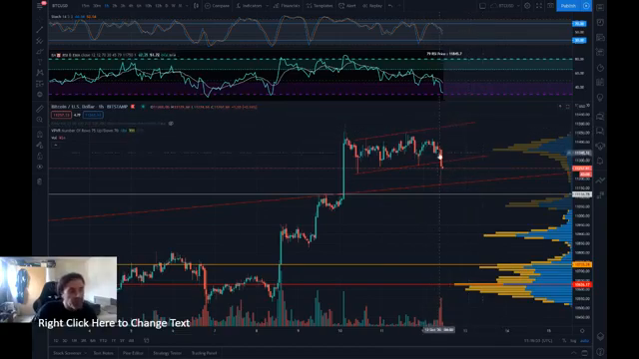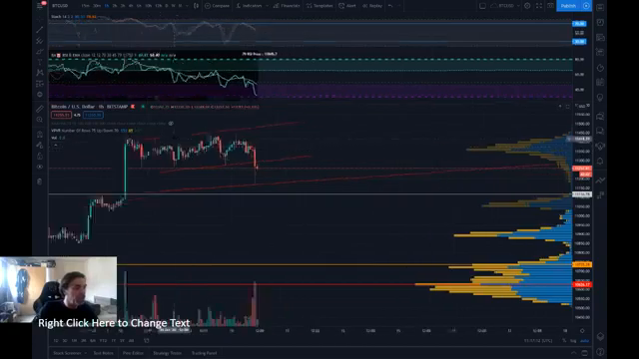Now, what happened? We broke down. This happened on the past 1 hour candle. This is now the next 1 hour candle. And of course, now we're wondering what is going to happen. So you can see we're on the 1 hour time chart, right?